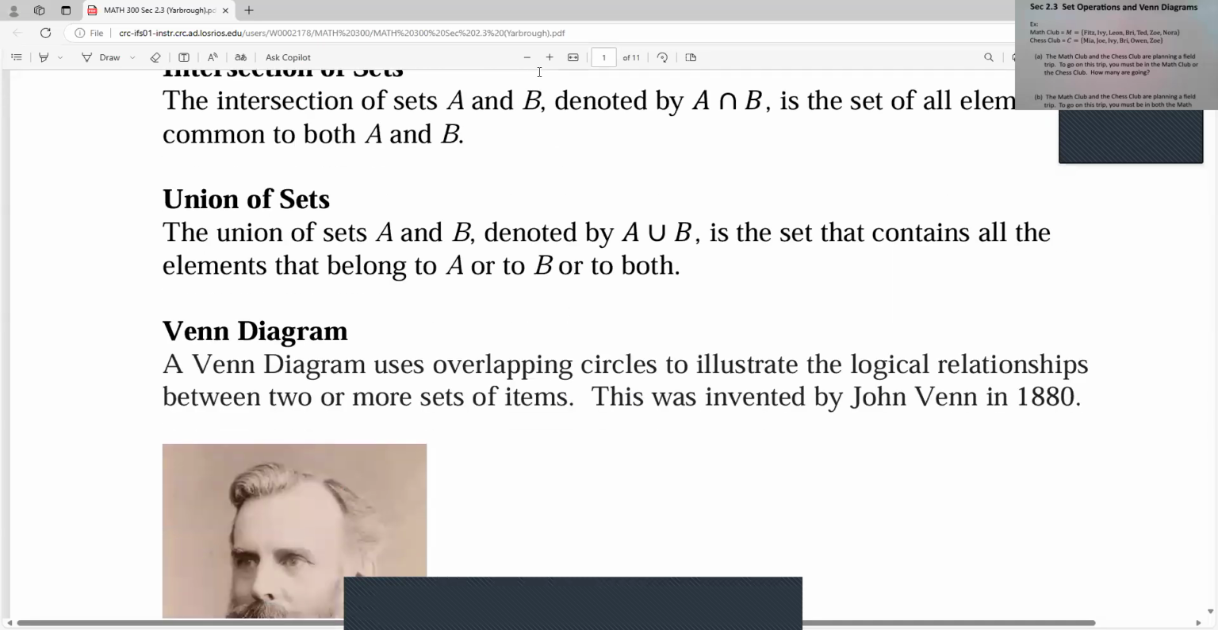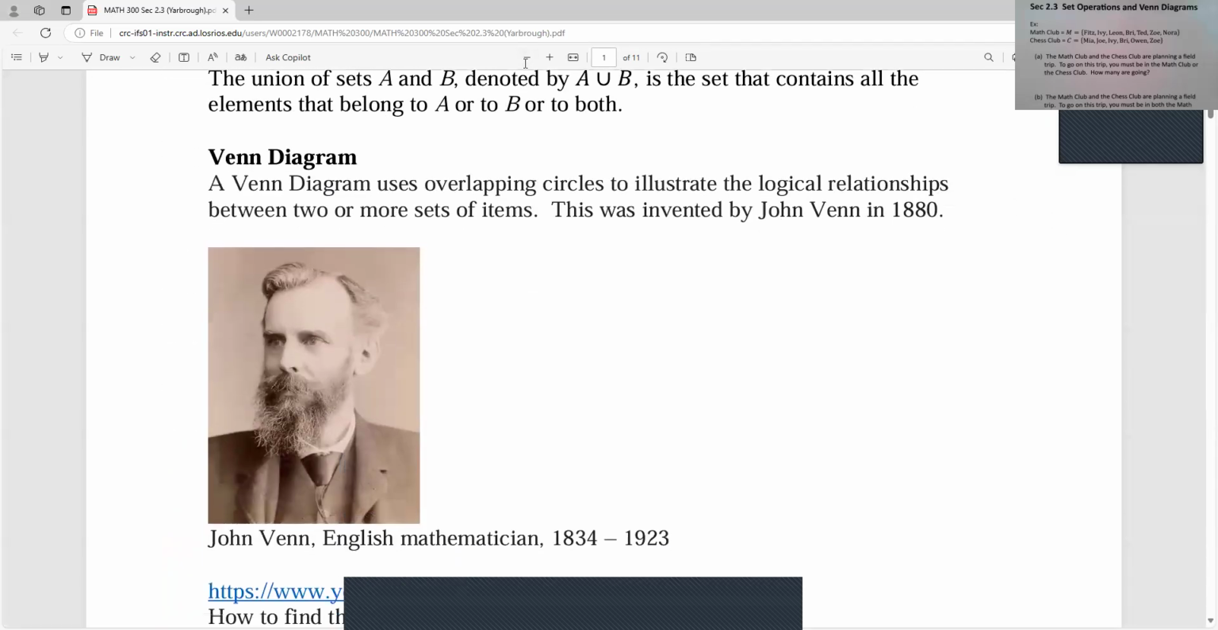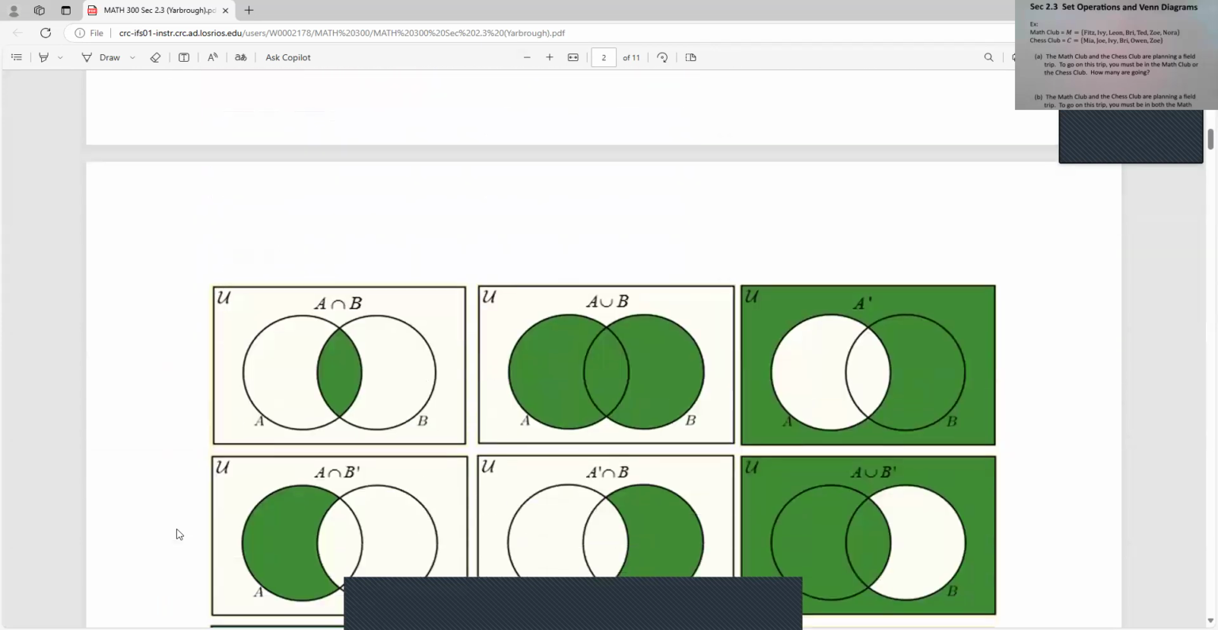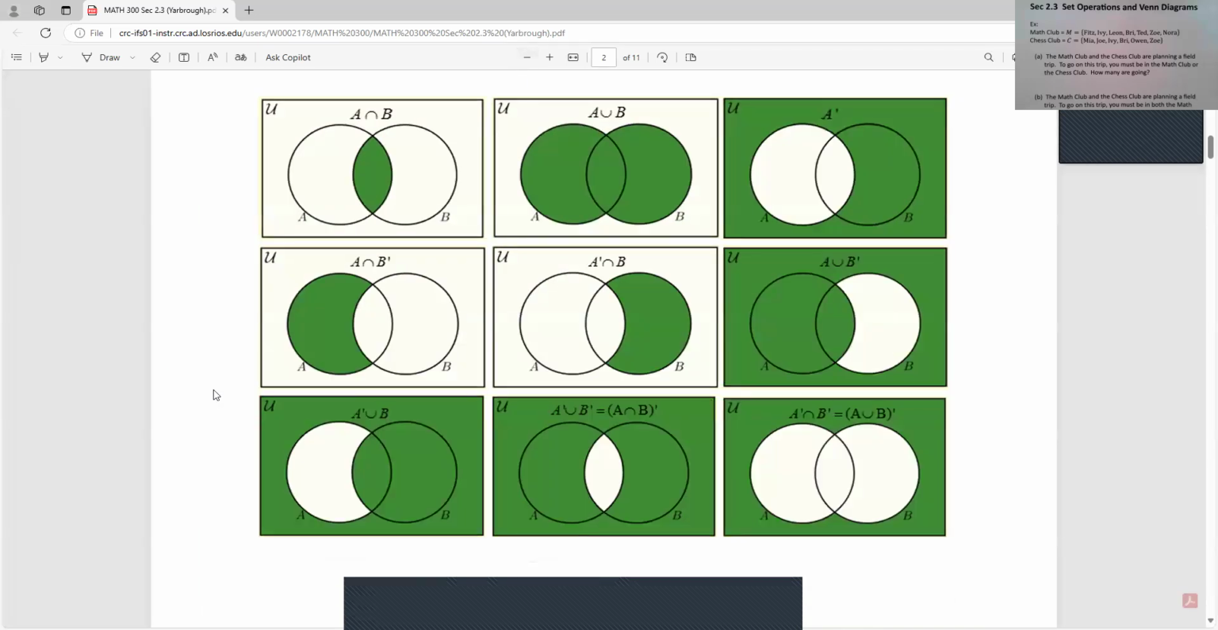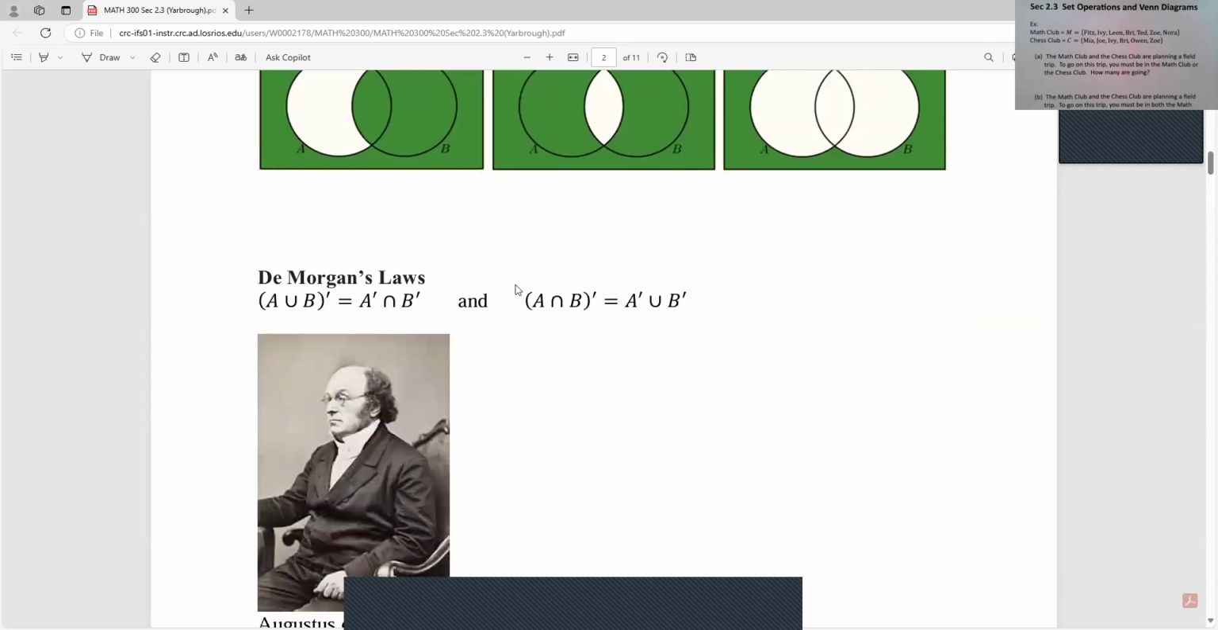We will also, in this section, talk about Venn diagrams. I'm sure most of you have seen Venn diagrams before. They are named after this English mathematician, John Venn, from the 1800s. We will look at many Venn diagrams today, but here are a few common Venn diagrams right here. These are 9 of the most common Venn diagrams that show up. We will get more into this in a little bit. Sometimes Venn diagrams have more than 2 circles. We will see that also.